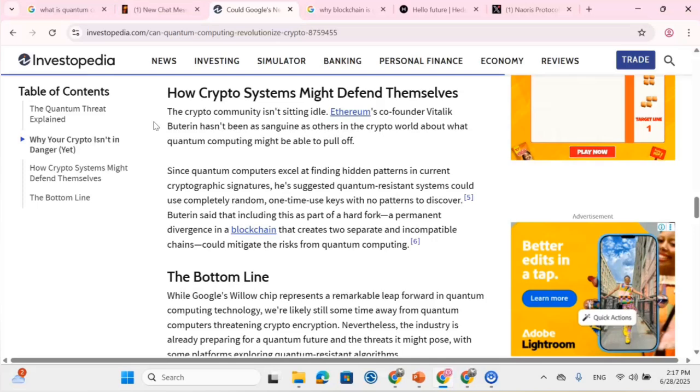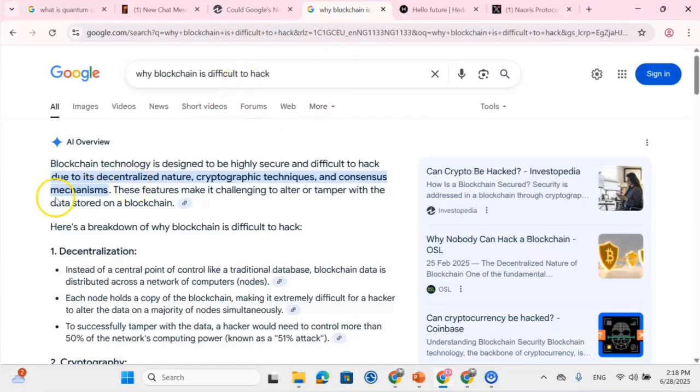Now let's assume that you just wake up and you discover that all your cryptocurrency is gone. Your Bitcoin, your Ethereum, your Solana, everything is gone. Not because the government decided to ban cryptocurrency, but just because there's a supercomputer that has been invented that can actually hack blockchain. Now, blockchain is one thing that is very difficult to hack, right?